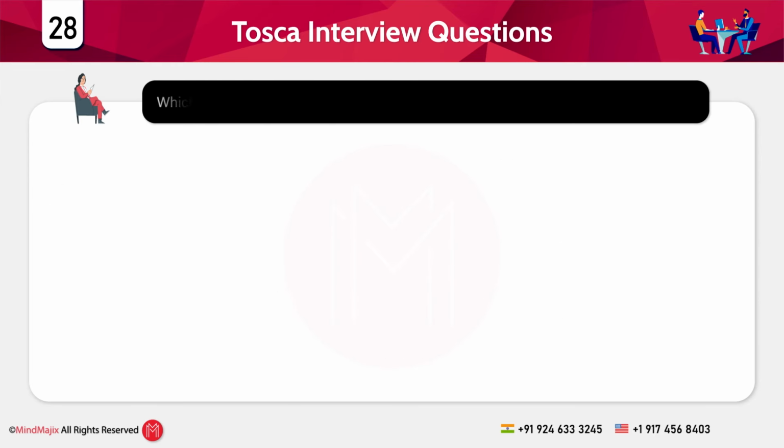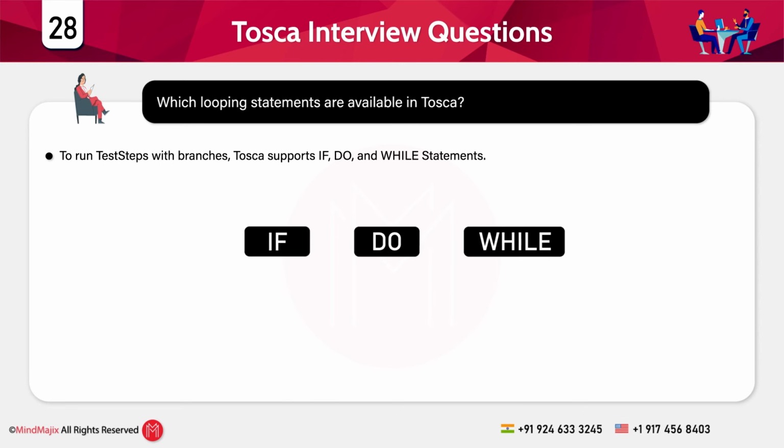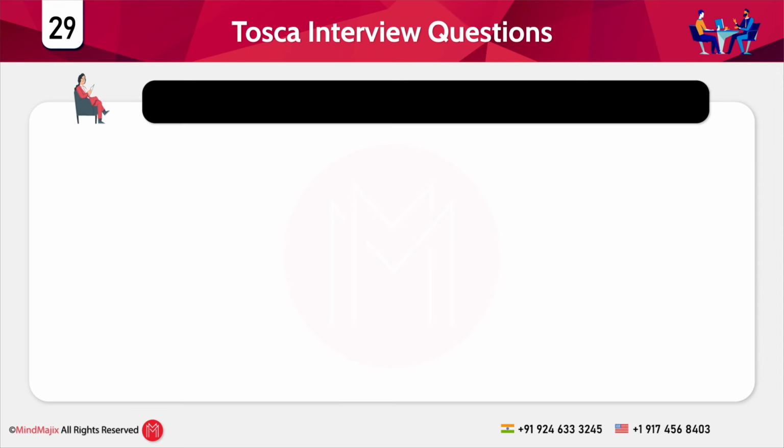The next question is which looping statements are available in Tosca? To run the test steps with branches, Tosca supports various looping statements such as if, do, and while. These looping statements are similar to those that you encounter in any programming language. Suppose you have learned C, C++, Java, there also you have the same statements if, do, while, and the same are present in Tosca as well. So let's move ahead.